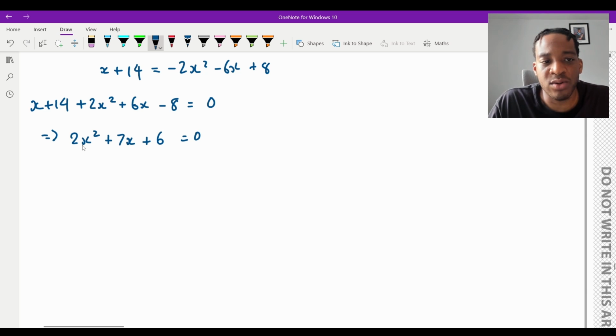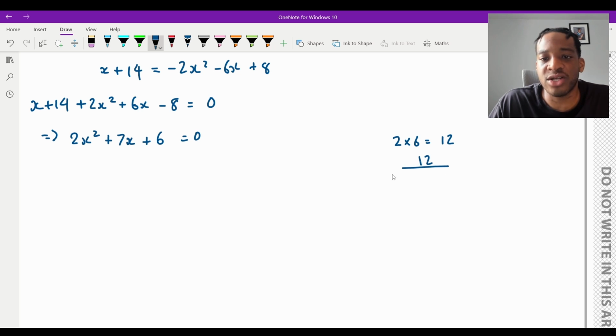So firstly, we've got a 2 in front of the x squared term. So we can't factorize this normally. We have to use the AC method, isn't it? Where we multiply the a term, the number in front of the x squared with the number on the end. So we're going to do 2 times 6. And this is equal to 12.